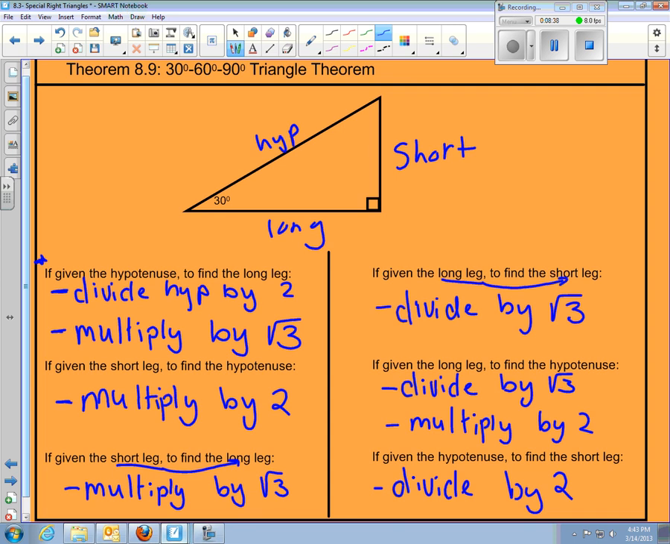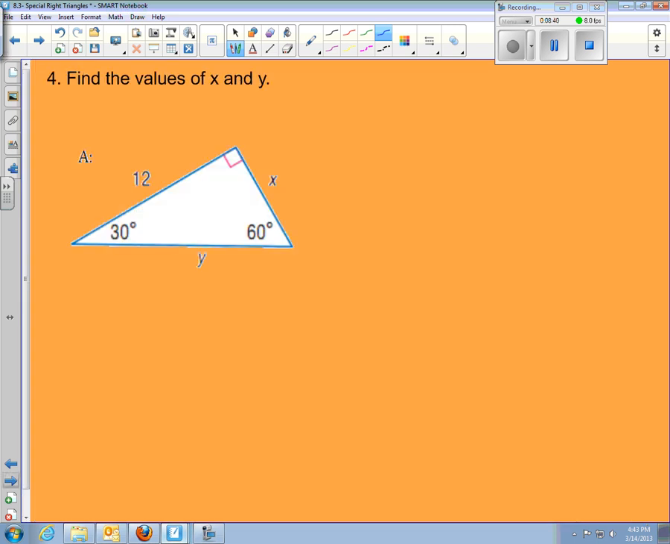All right, make sure you get all those rules down. And we're going to go ahead and take a look here at our next problem. Again, we're going to go back to those same 2 questions. What are we given? What are we looking for? Well, if we look here in this problem for 4A, we are given the long leg. We want the short leg, and we want the hypotenuse.